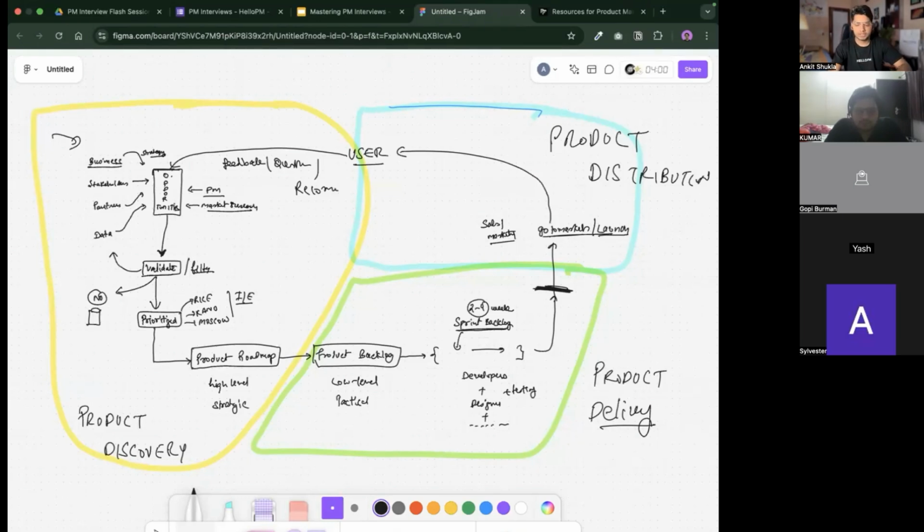Yes. User is involved. Understand, guys, although it might not be clear in the diagram, but user is involved all across. If you are not talking to users at every cycle of the product management life cycle, then you are doing something wrong. Okay, so this is the basics of product management.